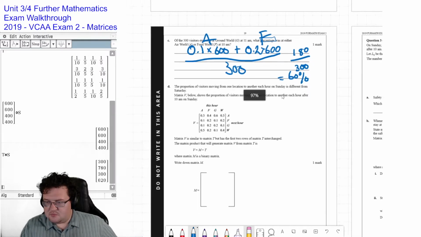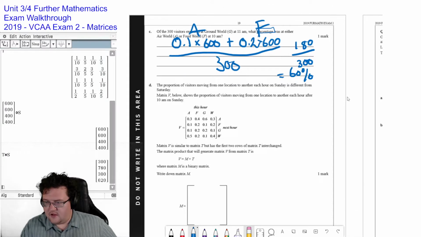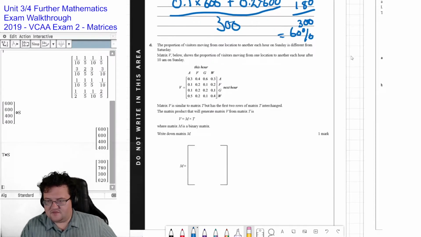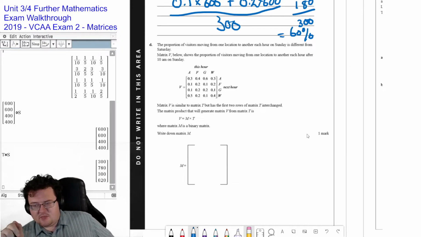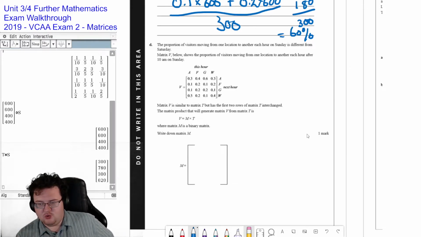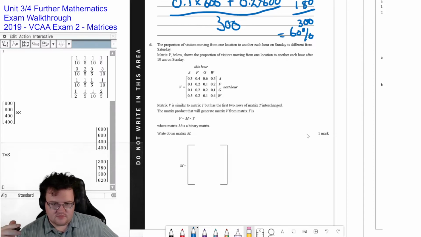The proportion of visitors moving from one location to another on Sunday is different from Saturday. Matrix V shows the proportion. V is similar to matrix T, except the first two rows have been swapped. How do we generate that matrix? So we want to multiply. So this is an example of a permutation matrix where we want to reorder and change the order of some things in here.